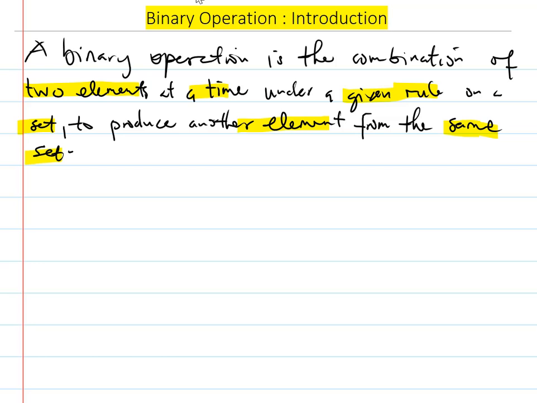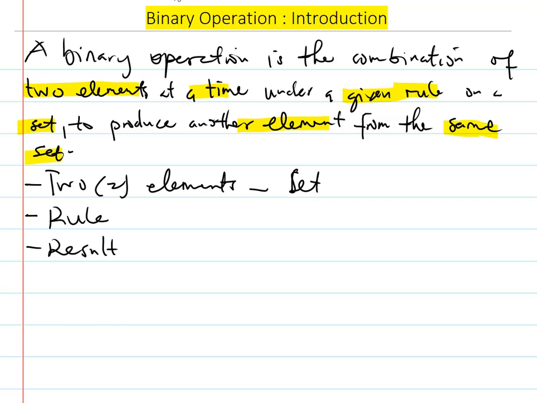Now let's break it down. So we are saying that we need two elements from a set. So two elements from a certain set, then a rule, then the result, which also belongs to the set. So let's first define a set.